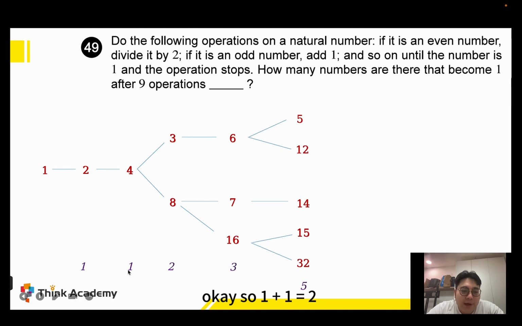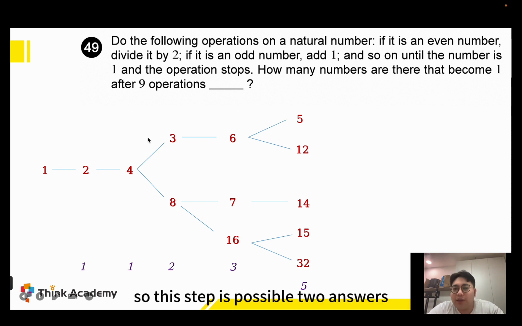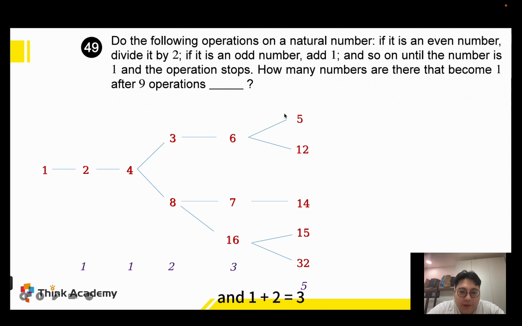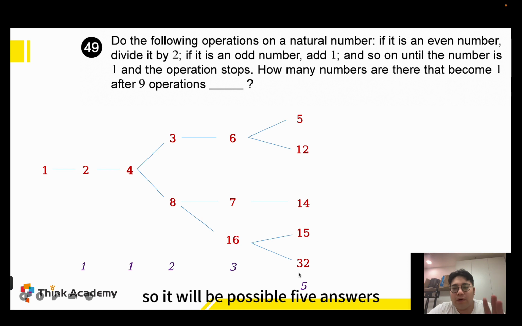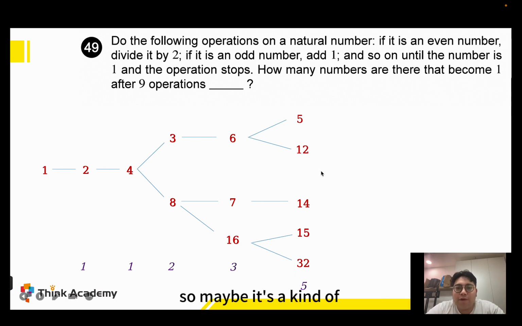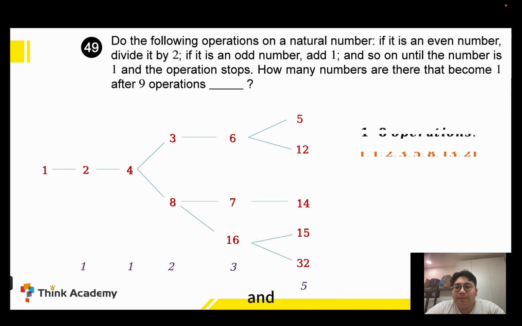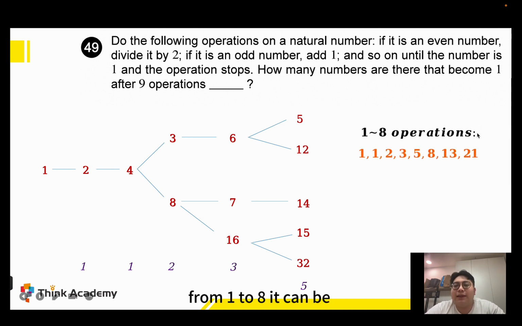So 1 plus 1 equals 2, so this step has 2 possible answers. And 1 plus 2 equals 3, so this step has 3 possible answers. And 2 plus 3 equals 5, so it will be 5 possible answers. So maybe it's a kind of Fibonacci sequence. And from step 1 to 8, it is 1, 1, 2, 3, 5, 8, 13, and 21.